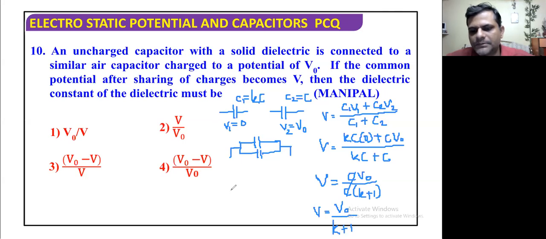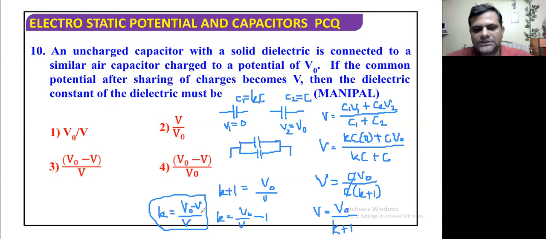Which means this K plus 1 is actually going to be V0 upon V, right? So K then must be equal to V0 upon V minus 1, means K should be actually equal to V0 minus V upon V simply. So this is going to be the correct answer. So K, that is the dielectric constant, must be V0 minus V upon V, which is this third option here, which should be the correct one.